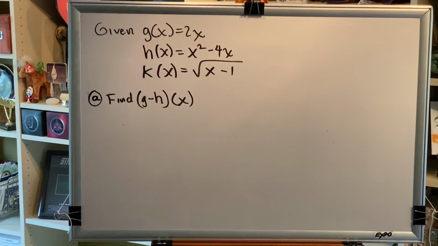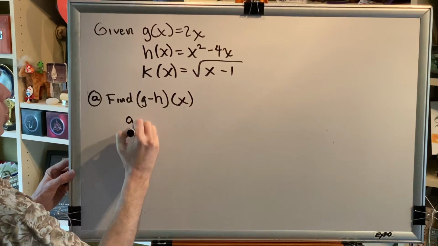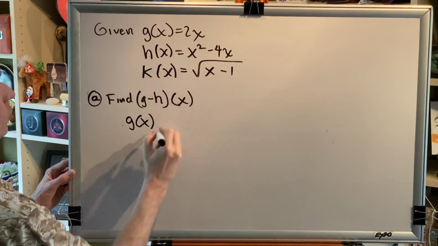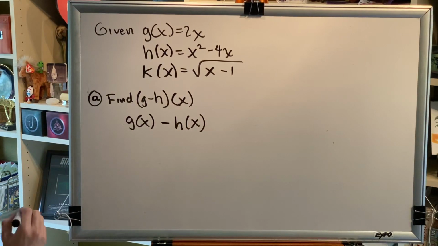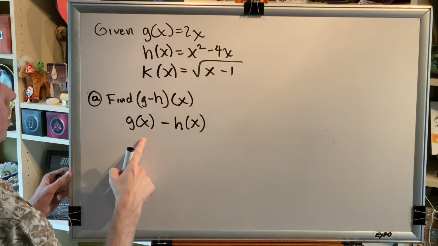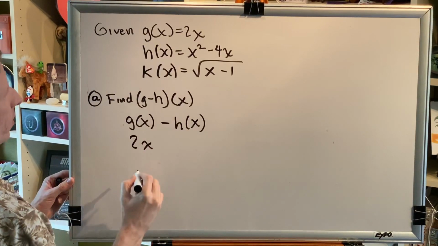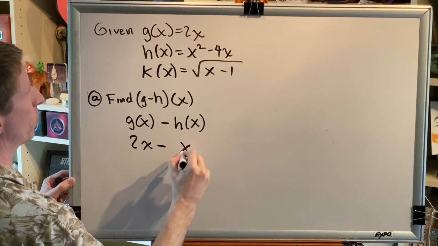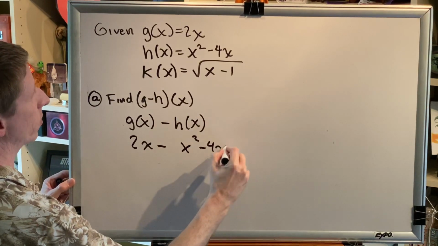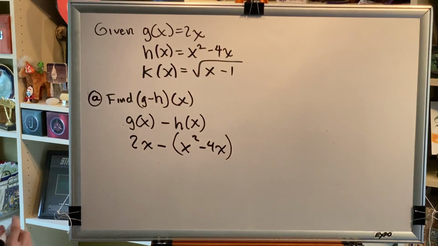All right, well, the first step in solving a problem like this is to recognize that g minus h of x is just two functions being subtracted, g of x minus h of x. So we're going to make a replacement here. g of x will get replaced with what it's equal to in this problem, which is 2x. h of x will get replaced with what it's equal to, x squared minus 4x. And because we're subtracting, we have to put that in parentheses.